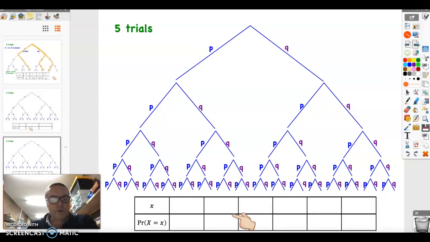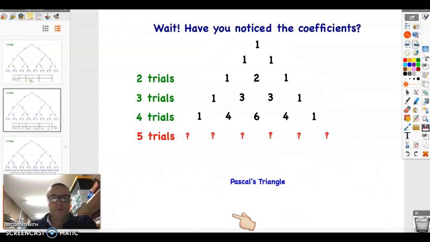So what about 5 trials? I actually don't want you to do this manually. What we're going to do is firstly think about it. We can see by the bottom row in the probability tree that there are a lot of outcomes with a probability tree of this size, so we really don't want to go any bigger than this. But what you might have noticed, particularly for the 3 examples that we've looked at, is what's happening with those coefficients.